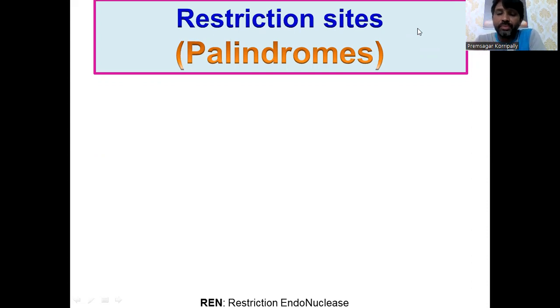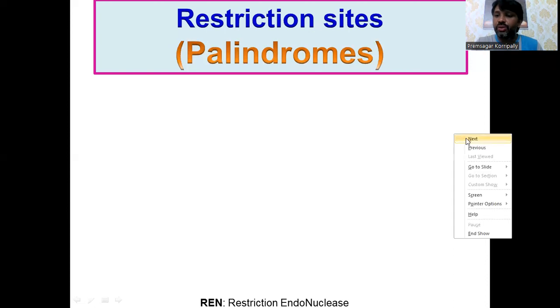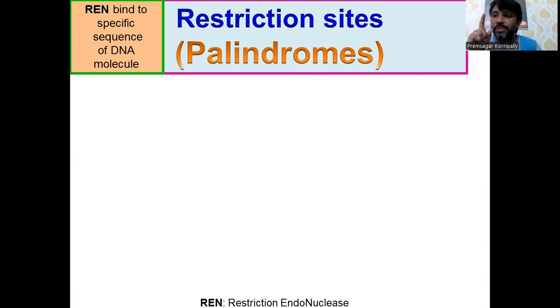K. Prem, that's me. In today's lecture, we'll talk about restriction site properties. What are restriction sites? Restriction endonucleases bind to a specific sequence in a DNA molecule. That sequence is called a restriction site. I'm saying again, restriction endonucleases bind to a specific site in the DNA molecule. That site is called a restriction site.